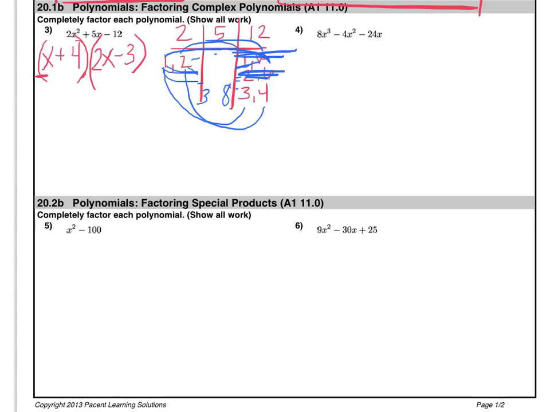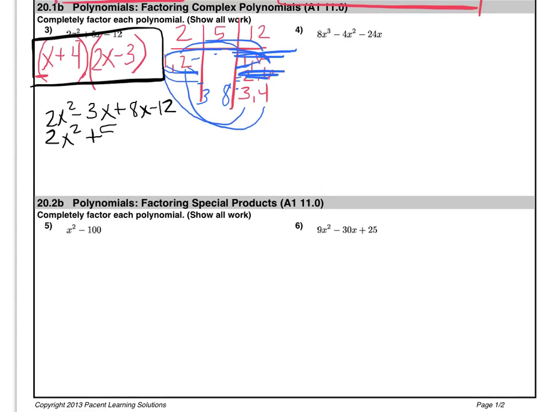And again, I always tell you guys that you should check it. So you can box your answer, but then I would go back and check. I would check by saying x times 2x is 2x squared, and x times negative 3 is negative 3x, and a 4 times a 2x is a positive 8x, and the 4 times a negative 3 is a negative 12. So when I combine my like terms, I get 2x squared plus 5x minus 12. And that's what I started with. So this problem did check out. Okay, I'm going to do the next problem.